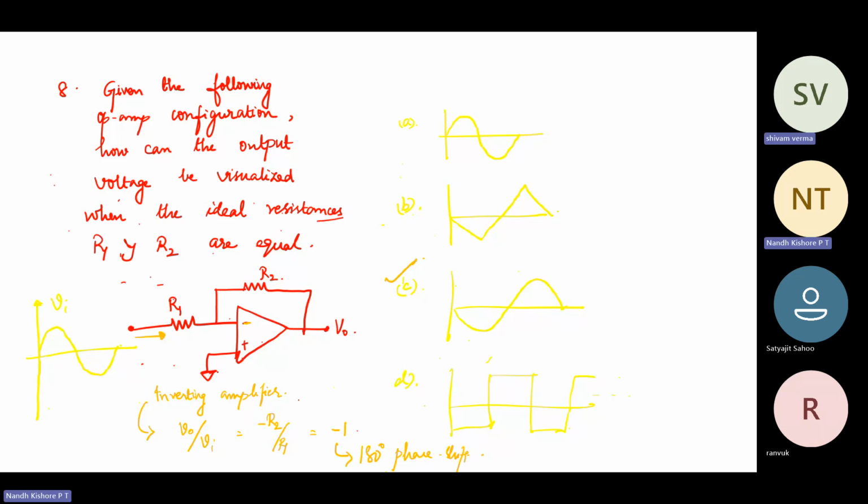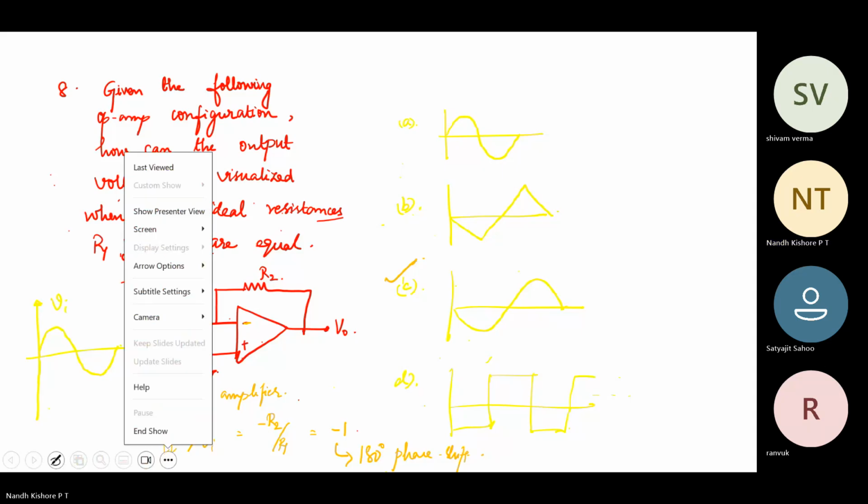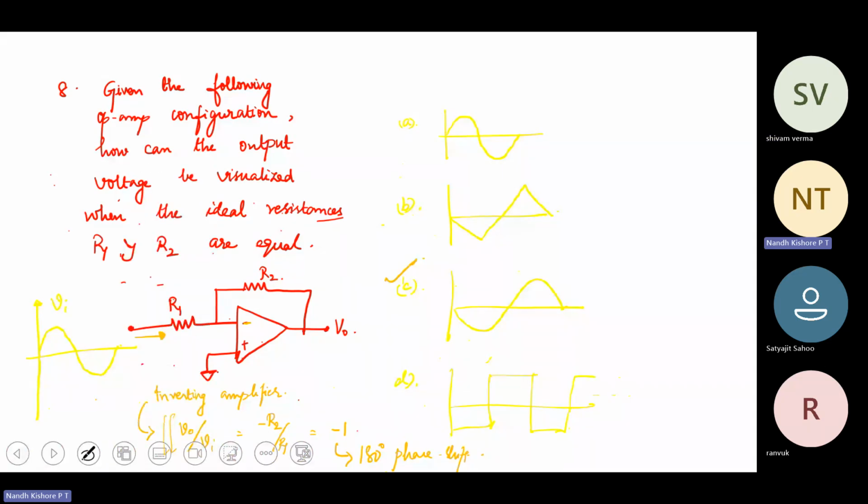Yes, sir, clear. Right. So did you understand this inverting amplifier part? This particular V naught by Vi is minus R2 by R1. How did it come about? Yes, sir, clear. Great.